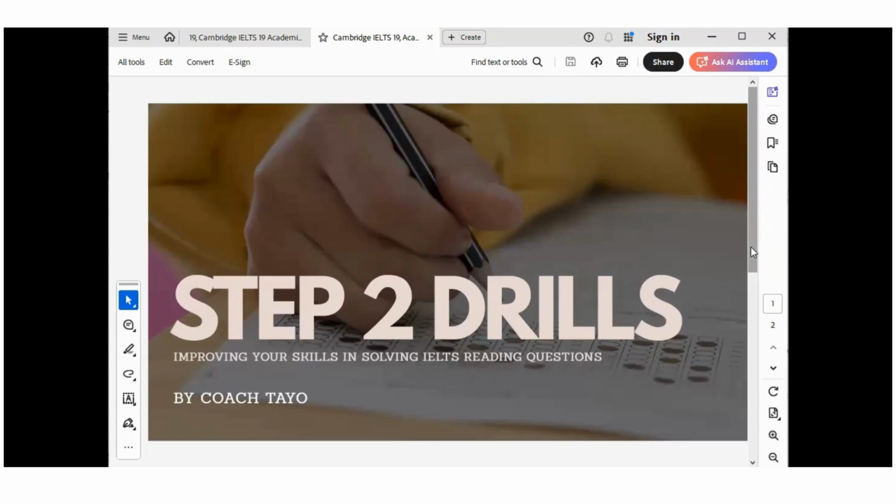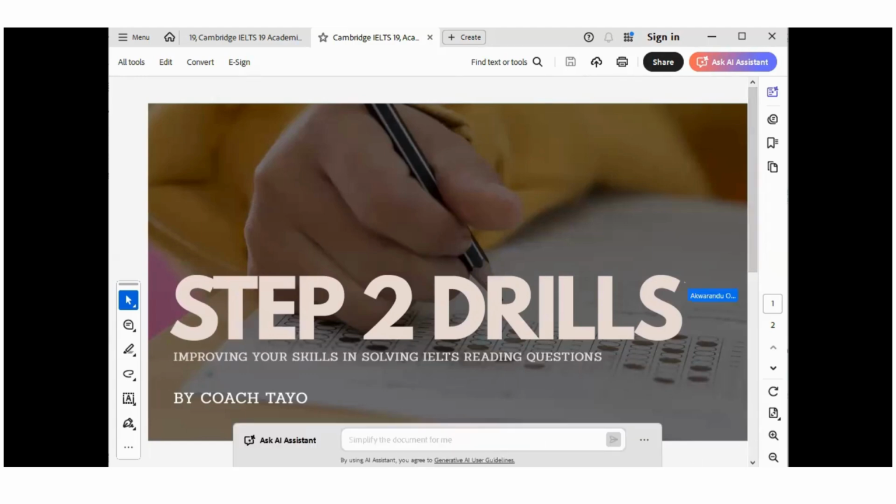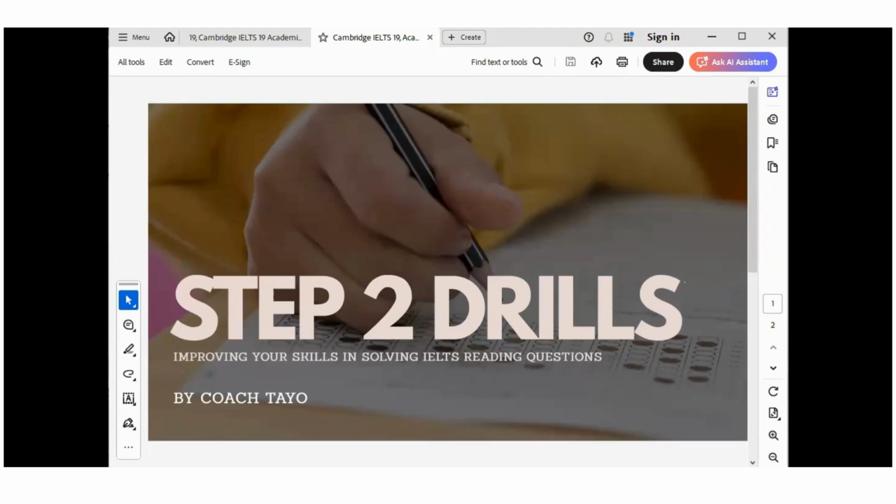You learn how to solve true false not given questions and then you practice with lots of true false not given questions. You learn how to solve matching heading questions and then you practice with what? You practice with lots of matching heading questions. I mean, you do that until you cover all the different question types. Doing that is what I call step 2 drills. That is what I mean by what?